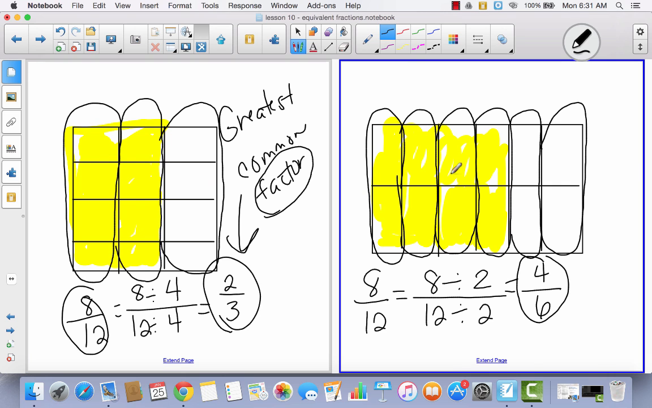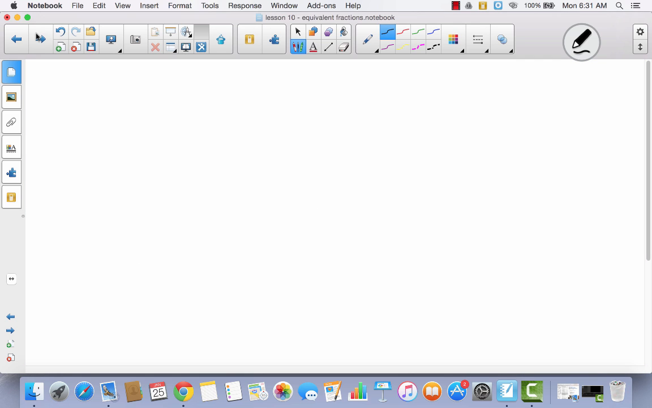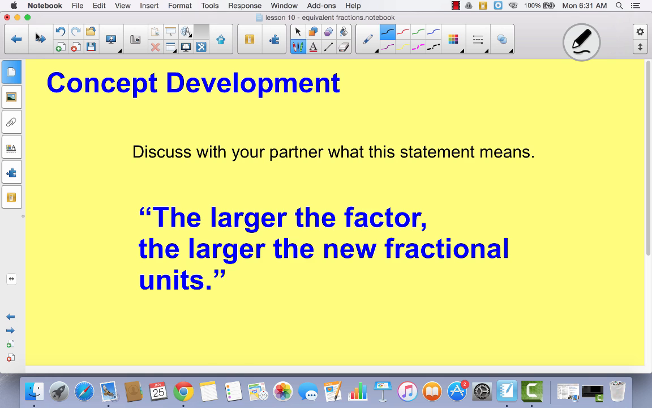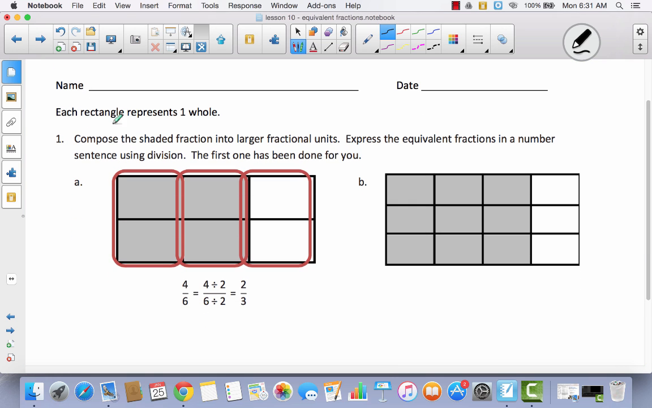Okay, so let's go ahead and move on to our problem set today. And let's talk about how we can find equivalent fractions using division. All right, so first of all, you're going to notice that just like in all the other lessons, each rectangle represents one whole. So that's why each of these area models is not labeled one whole, one whole, one whole, because they all equal one whole.